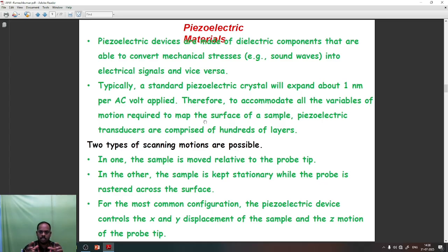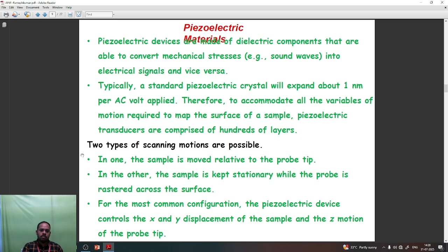They will collect the changes and convert them into electrical signals. That's why the piezoelectric transducers are comprised of hundreds of layers, in order to accommodate all types of changes that will be converted into electrical signals.